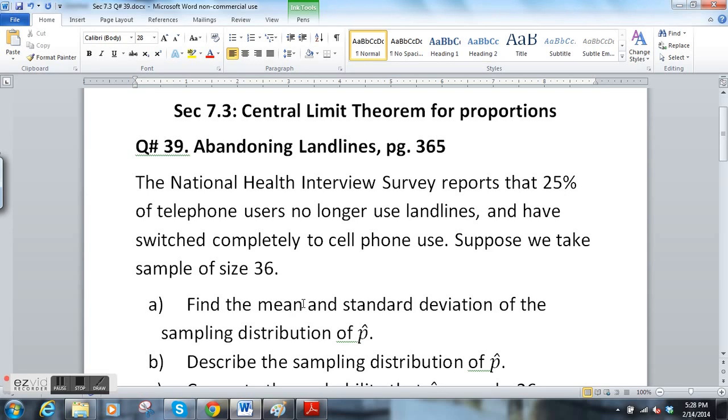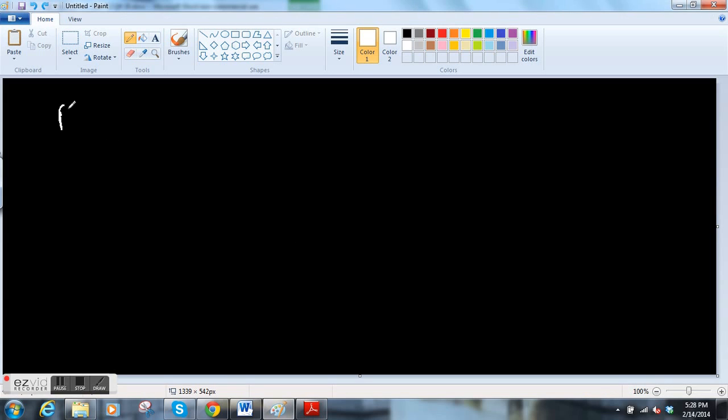But here's the problem. Find the mean and standard deviation of the sampling distribution of p hat. And then it says describe the sampling distribution of p hat. So, here's what we know. We know n equals 36, so we're going to talk to 36 people, and we know that the proportion of people who do not use landlines in the whole population is 0.25. That's our estimate. Sometimes you have these estimates and then you go take a sample to see how it plays out for your situation. So, the first question says find the mean of the sampling distribution of p hat.